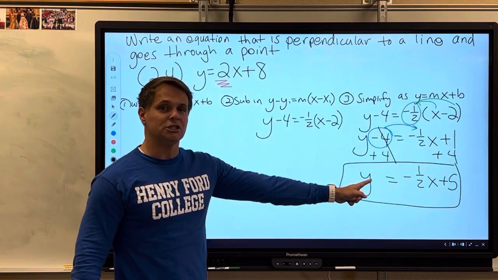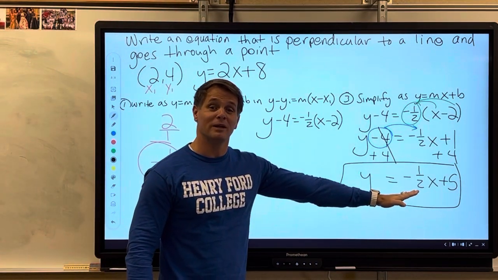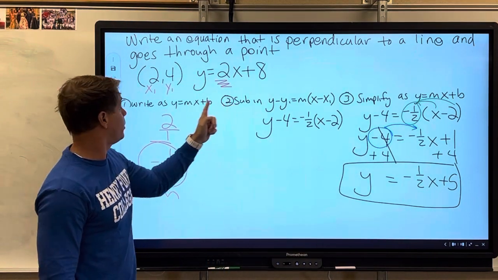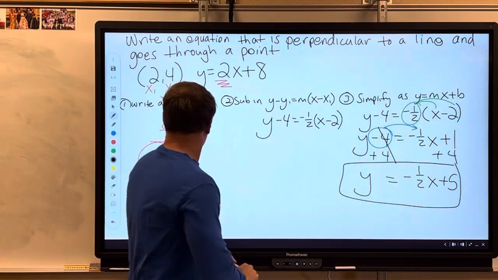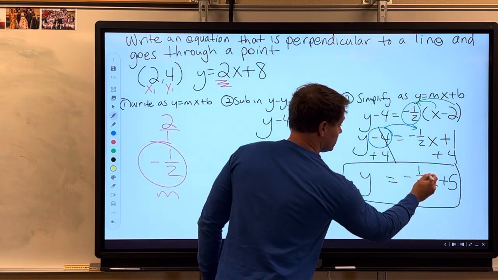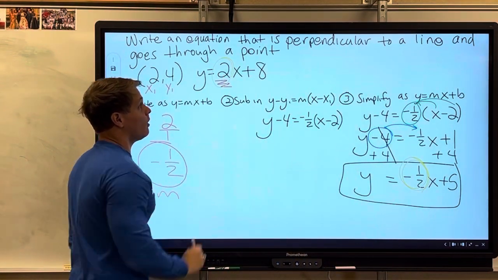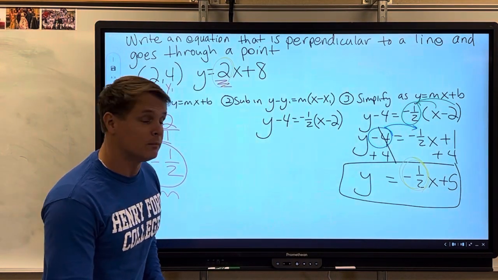This is my equation that's perpendicular to this equation right here, but it goes through the point (2, 4). You can see that my slope, negative 1/2, is a negative reciprocal of this slope right here, 2. Let's do another problem.